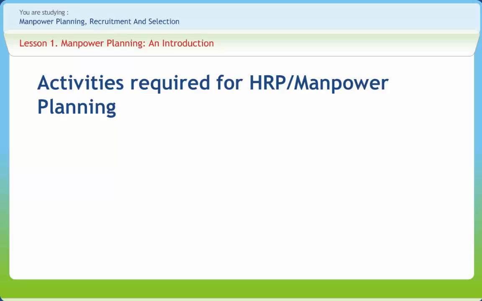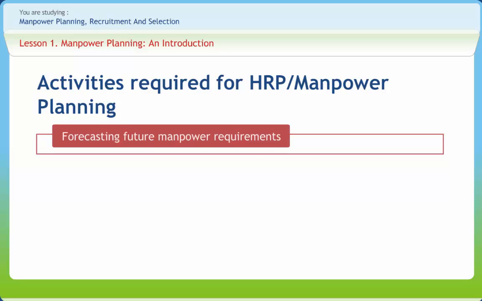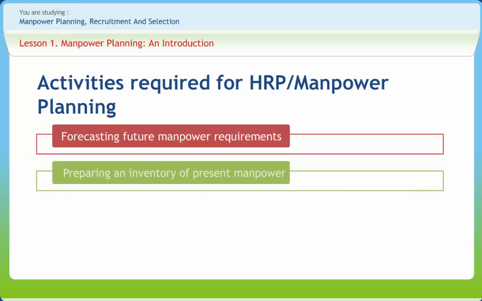Manpower planning consists of a series of activities which can be listed as follows. Forecasting future manpower requirements, which is done either in terms of mathematical projections or in terms of judgmental estimates. Preparing an inventory of present manpower. Such inventory contains data about each employee's skills, abilities, work preferences, and other items of information.